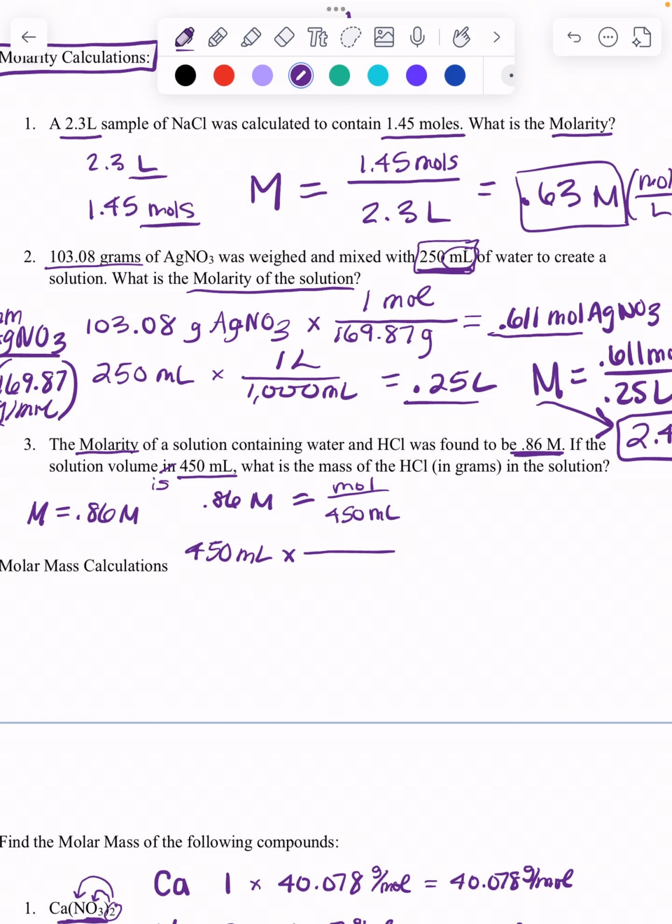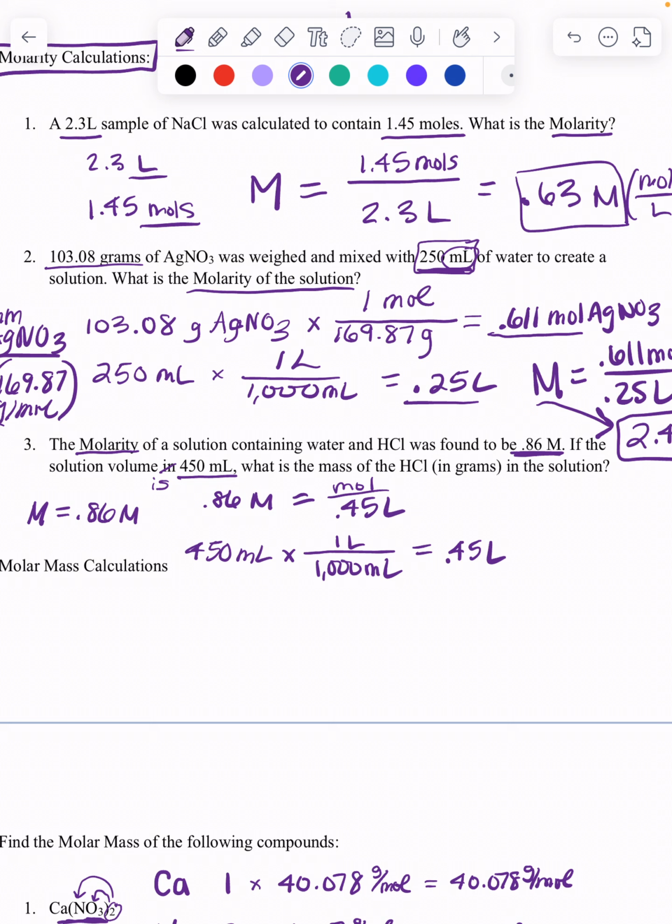Okay, so I'm going to put 1 liter on the top. I know I have 1,000 milliliters per 1 liter. And when I divide that out, I'm getting 0.45 liters. So I'm going to replace that up here. I'm going to say, hey, 0.45 liters.